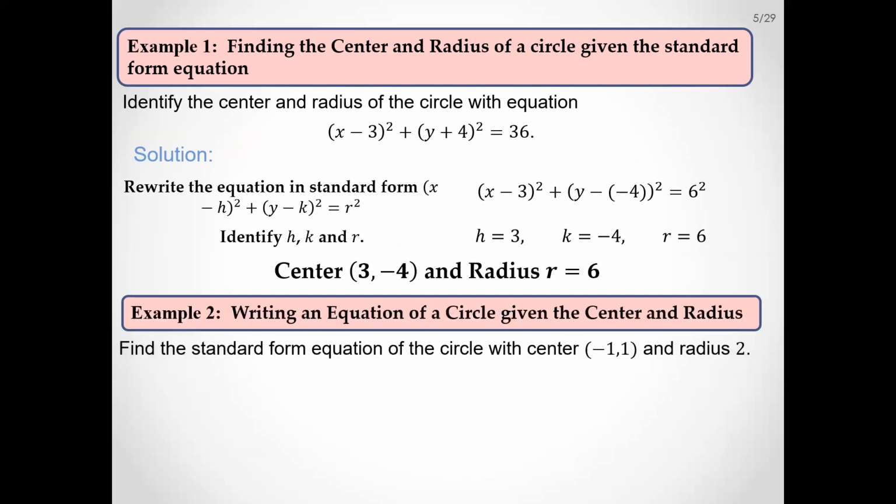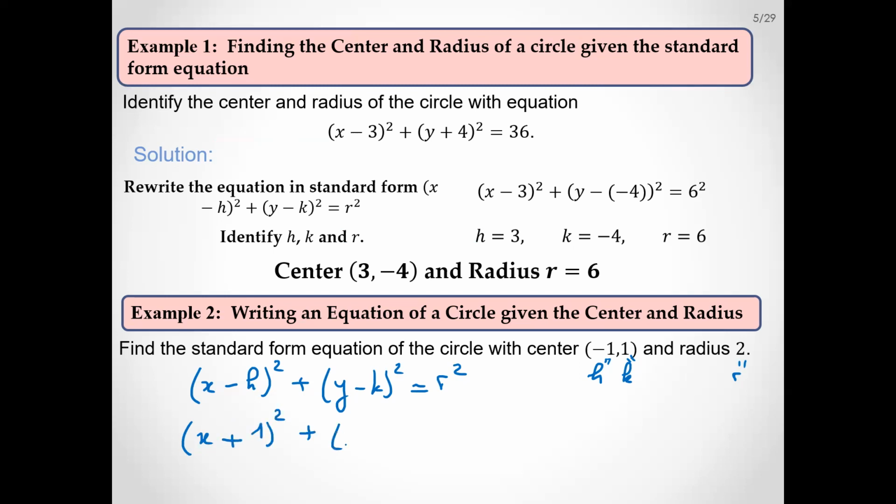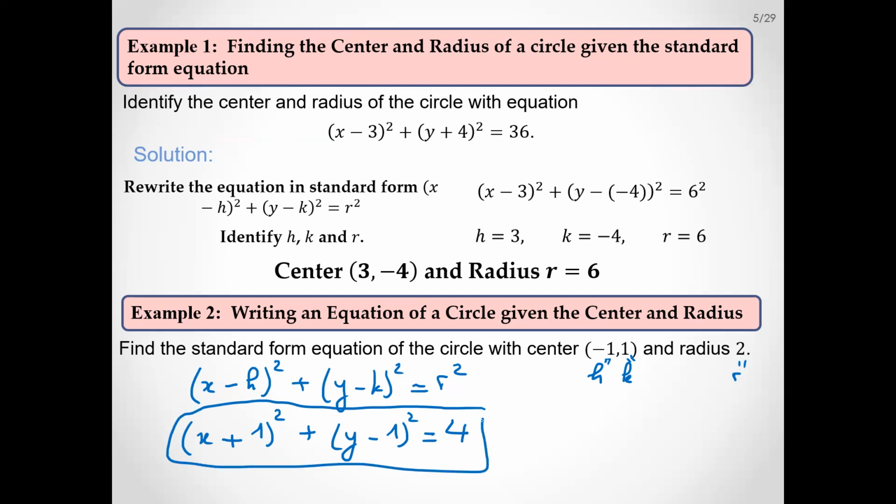Now, if you are given the center and the radius, it's also easy. So this will be h, this will be k, this will be r. The standard form is x minus h squared plus y minus k squared equals r squared. So it's x minus 1, so x plus 1, y minus 1 squared equals 2 squared, which is 4. This is the standard form of the equation of this circle.